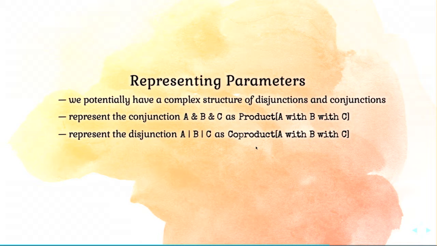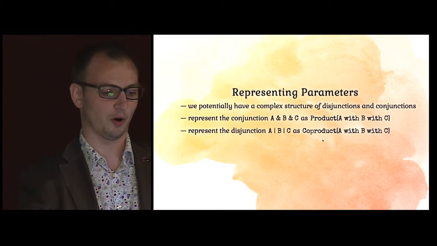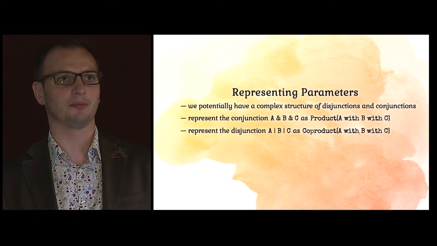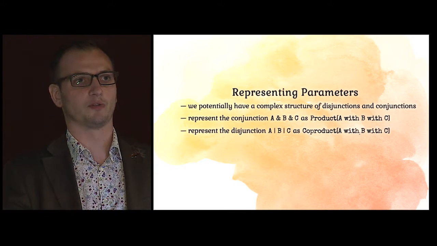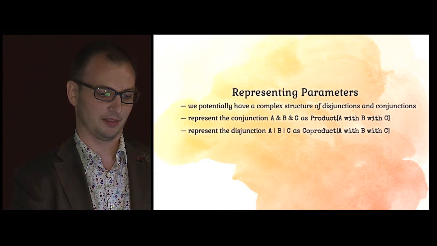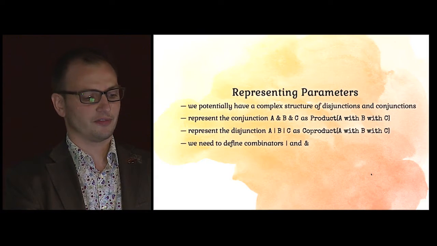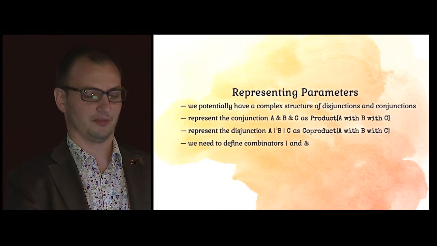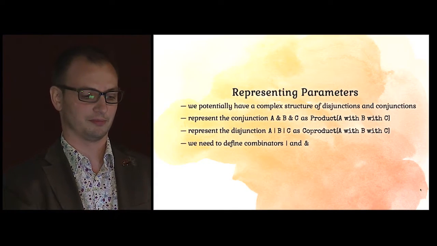Is everyone familiar with products and coproducts? Coproducts are of these possible things there is exactly one. Products are of these possible things we have exactly all of them, and they are duals of each other. We need to define, in order to get this code to compile, combinators, pipe and ampersand.